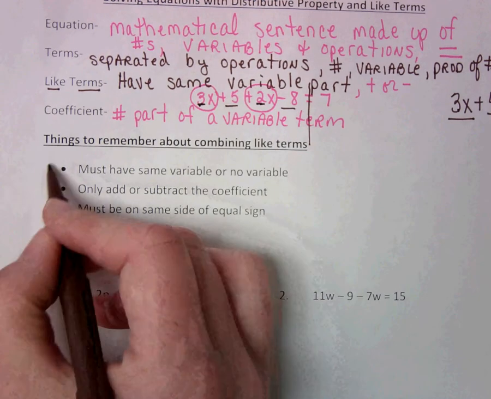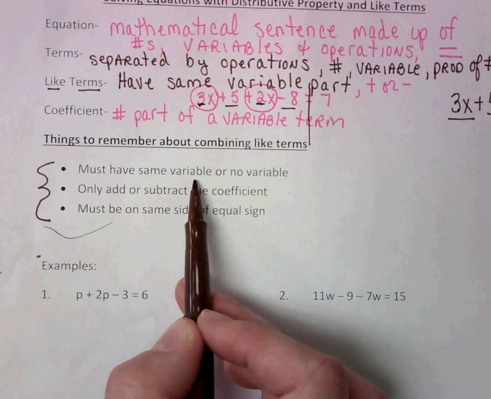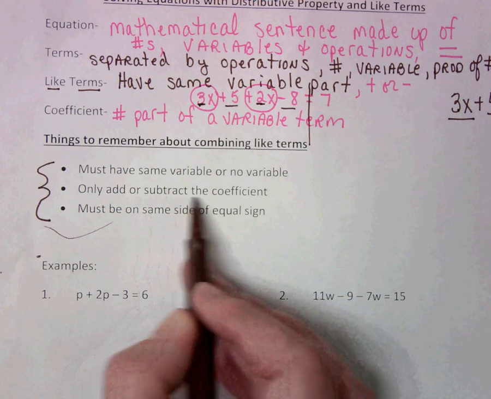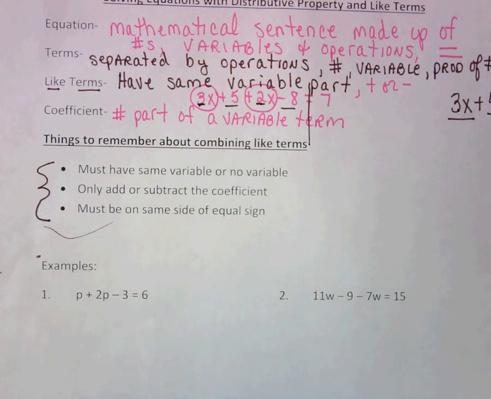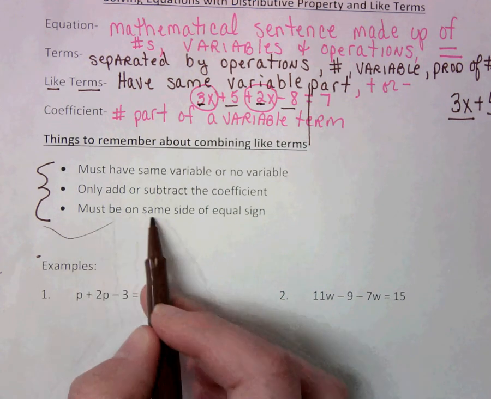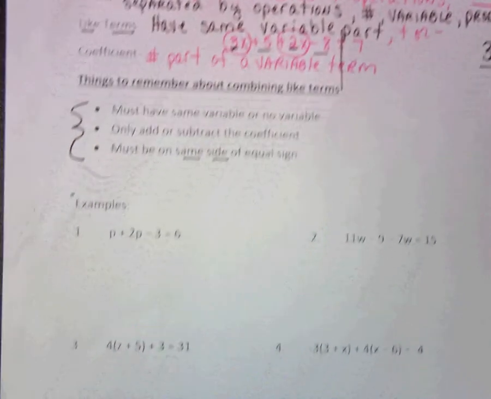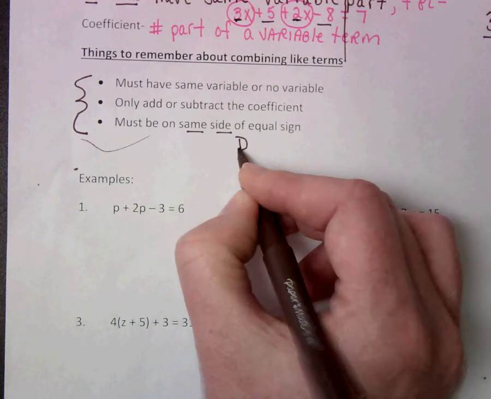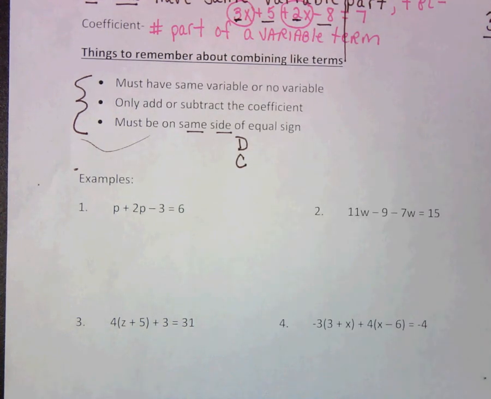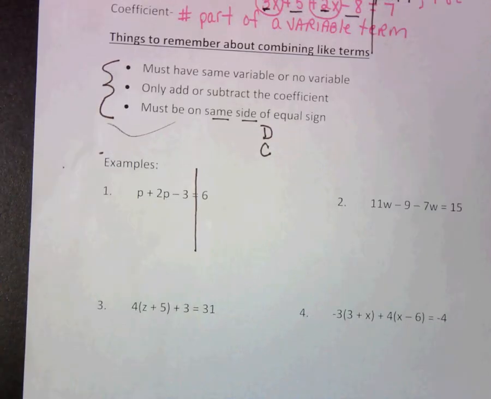So here's some things to remember when combining like terms. They must have the same variable, or they could have no variable at all. We only add or subtract the coefficient. We don't change the x part or the y part, the variable part. And they must be on the same side of the equal sign. Okay? So remember in our "Don't call me after midnight," the D stands for distribute, the C stands for combine like terms. And so we haven't been doing that step. So let's look at combining like terms here.